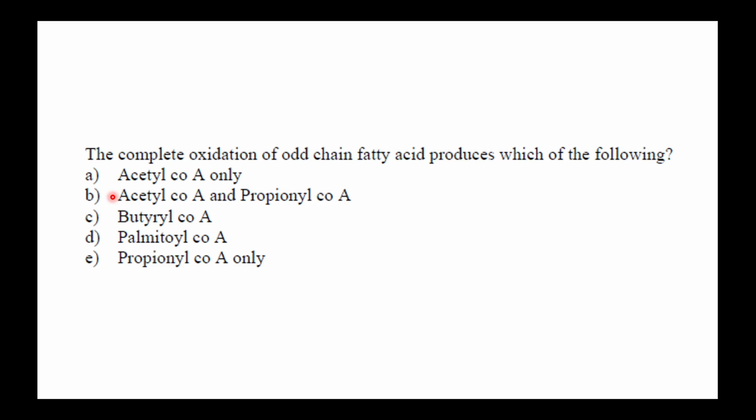The complete oxidation of odd chain fatty acid produces which of the following? Option A, acetyl coenzyme A only. Option B, acetyl coenzyme A and propionyl coenzyme A. Option C, butyryl coenzyme A. Option D, palmitoyl coenzyme A. Option E, propionyl coenzyme A only.